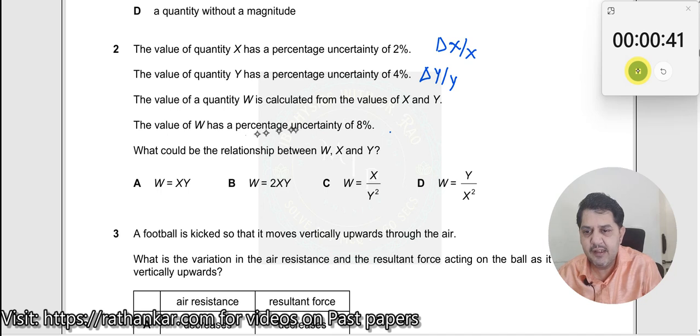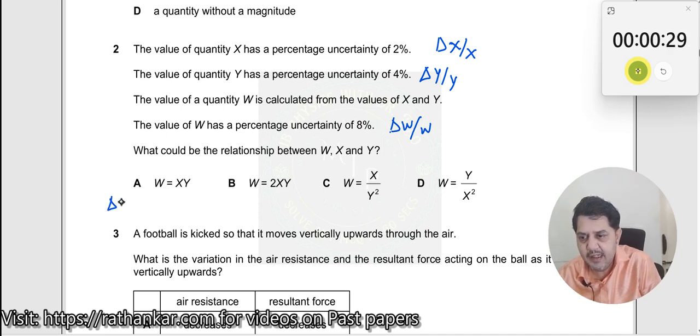The value of w has a percentage uncertainty of 8%. So they also give you delta w by w. What is the relationship between w, x and y? Okay, now what we'll do is let us calculate here. What will be the delta w by w here?